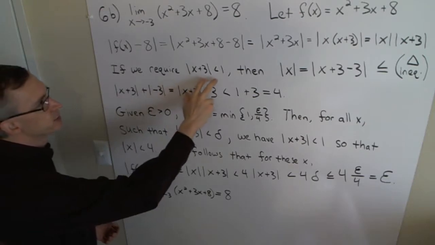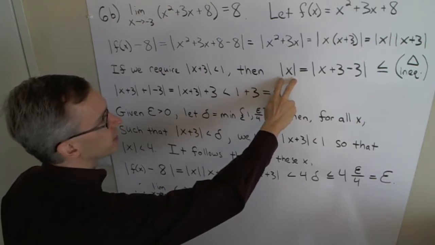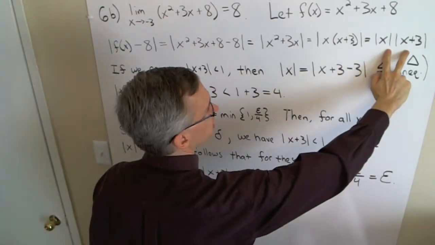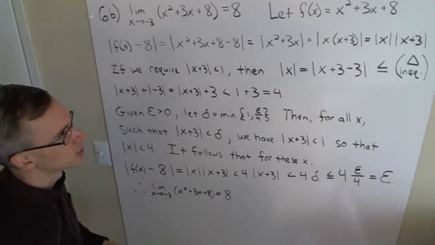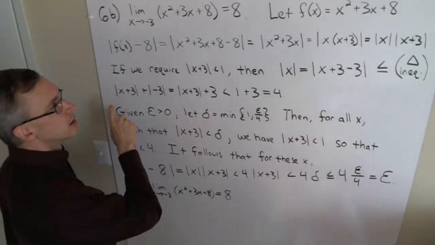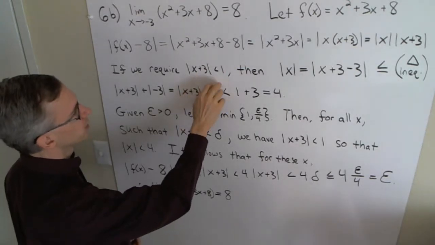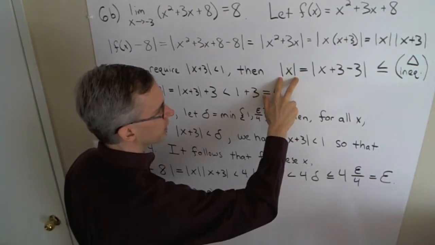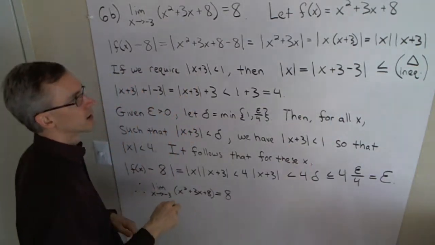So if we require that distance to be less than 1, that allows us to set a bound on the value of the absolute value of x. And thus we'll be able to show that this expression, which is the distance between our function and 8, will be less than some arbitrary epsilon. So if we require x to be within 1 of -3, then rewriting the absolute value of x as the absolute value of x + 3 - 3 allows us to use this fact.